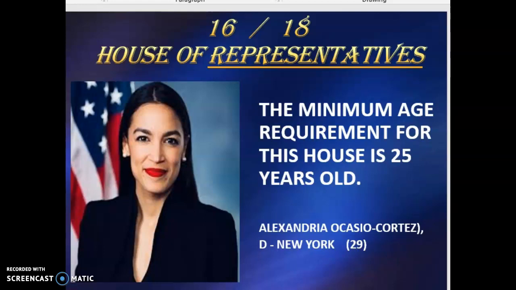Number 16, the House of Representatives. The minimum age requirement to be in the House is only 25 years old. Alexandria Ocasio-Cortez from New York, she is the youngest member of the House of Representatives. She's the youngest member of Congress. And actually, I need to update that. She's had a birthday since this slide was made. She's 30 years old. And still the youngest member.